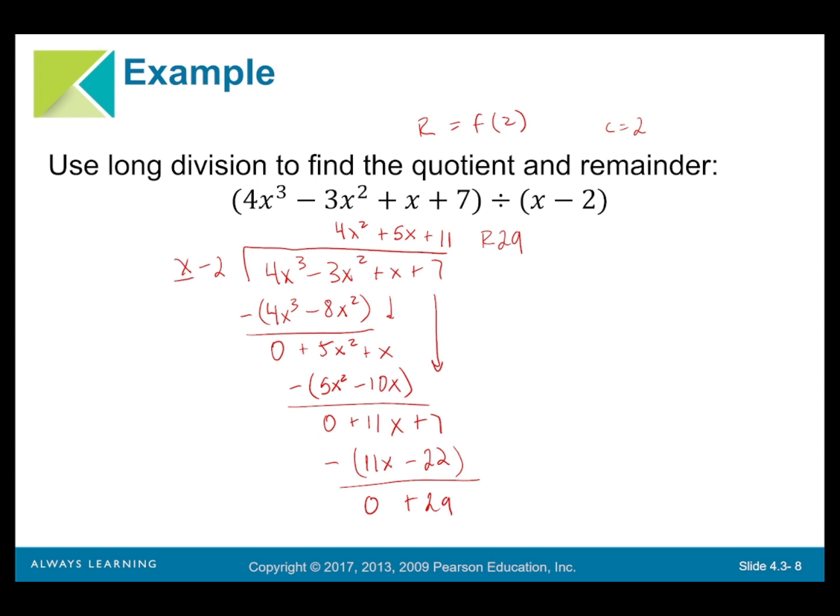Well, that tells me that I can write our polynomial f of x as x minus 2 times 4x squared plus 5x plus 11, plus 29. And it also tells me that f of 2 equals 29, as in if I plugged 2 into this polynomial f, then I would get the number 29. That's what this process tells us.